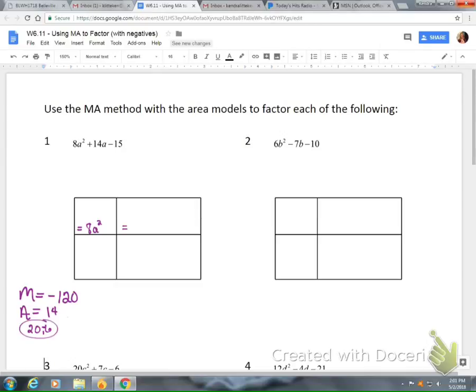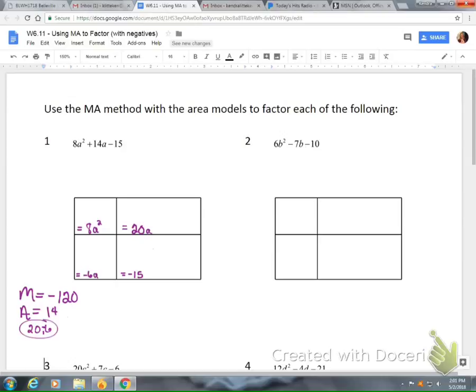Okay, top right. No, for this area right here. This area has to be one of these two numbers, right? 20, or it could be negative 6. But I'm going to go ahead and put the 20 in there. What variable goes with 20? A. Okay. Bottom left is then going to be negative 6. Negative 6 what? A. And then bottom right will be negative 15. Don't forget that negative.